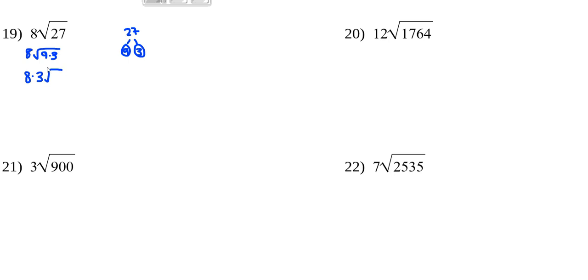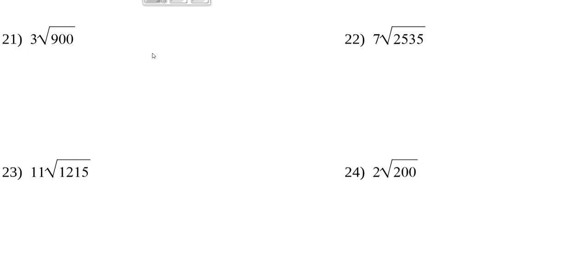2 more to go. 900 breaks down into 100 times 9. Those are both perfect squares, so that's kind of nice. So this is 3 times the square root of 100 times 9. 3 times the square root of 100 is 10. The square root of 9 is 3. So I just need to multiply these together. So 3 times 3 is 9, times 10 is 900.